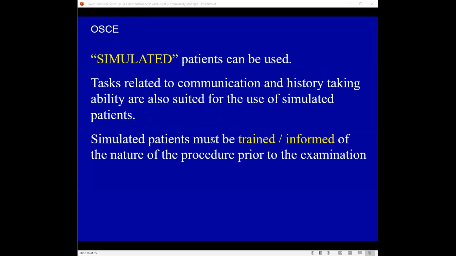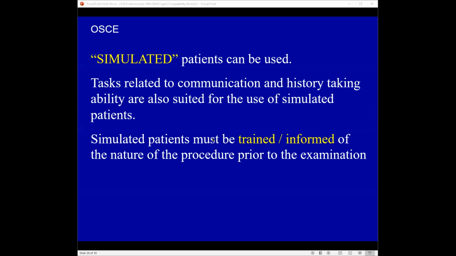Now, what's a simulated patient? A simulated patient is a person who acts like a patient who has a particular problem. So history taking, communication, these kind of stations can have simulated patients. But always remember, before we install a simulated patient in a station, we must train that simulated patient as to what role he or she is playing and what exactly, his or her profile.